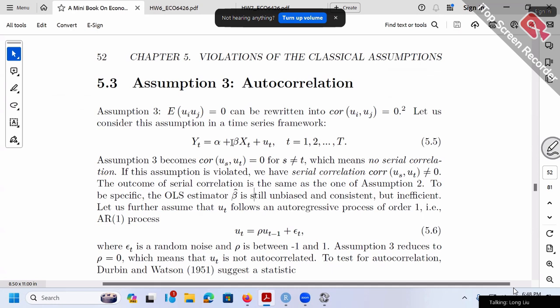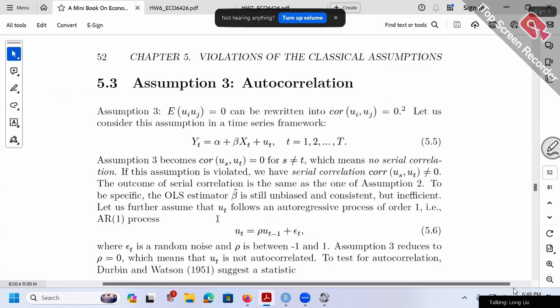So for a time series data set, our assumption three is that Us and Ut have zero correlation, that they are not correlated. Let's further impose another assumption to simplify assumption three a little bit. In other words, let's assume this Ut follows what we call an AR1 process.